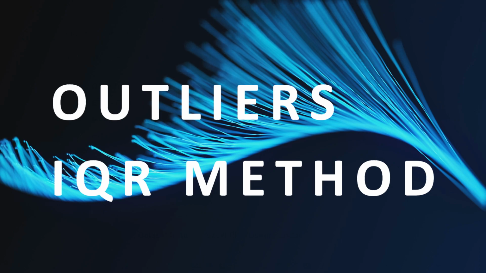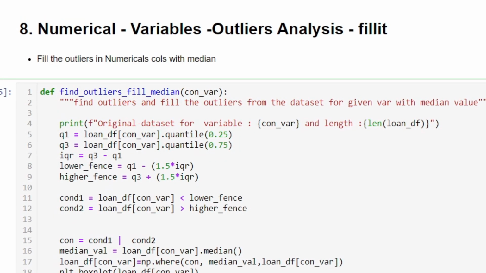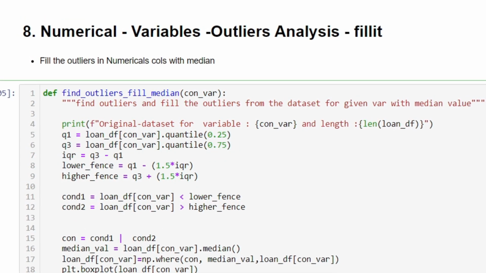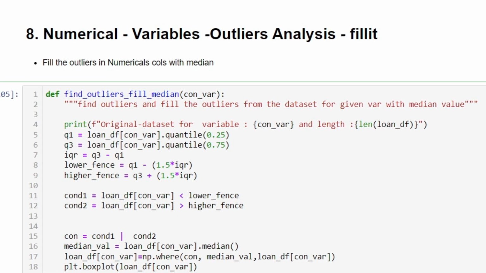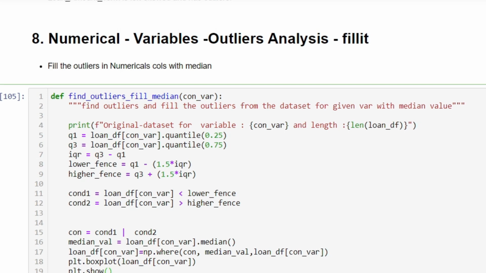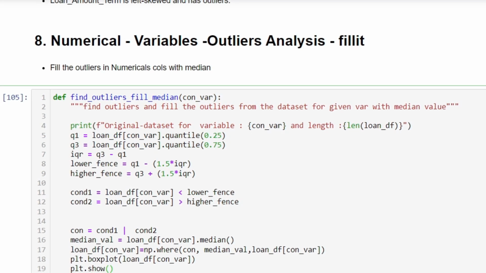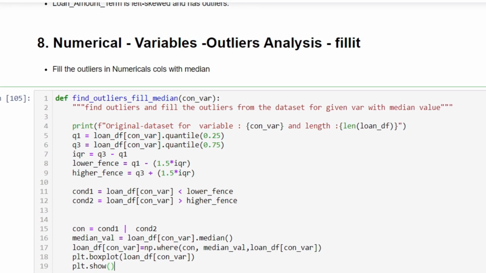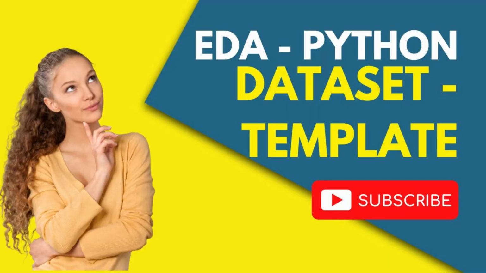Today we try to see numerical variables outlier analysis. One of the methods is the IQR method, where we fill with the median. Without further delay, let us jump into the session.